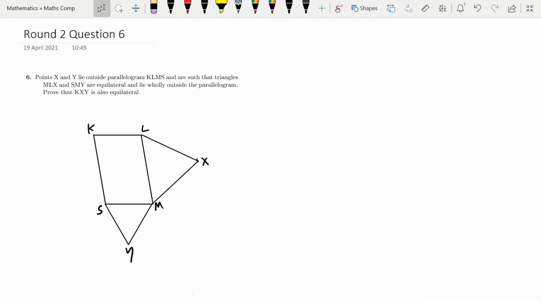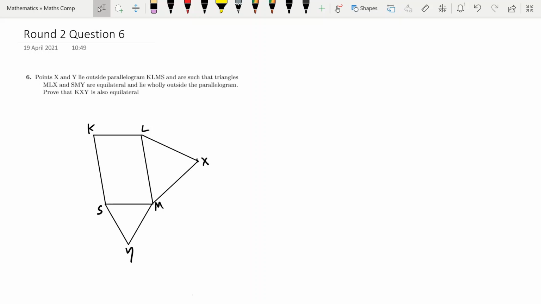Hi, I'm going to be walking through question 6 of round 2 of the Math Teams Olympiad. This question was a fairly straightforward geometry problem. It was a proof style question, so it needed some sort of logical steps and some reasoning to come to the final answer. And I'm going to walk through a solution now.